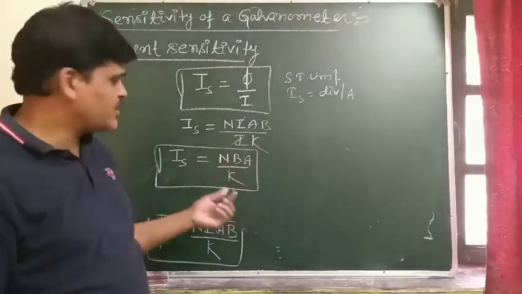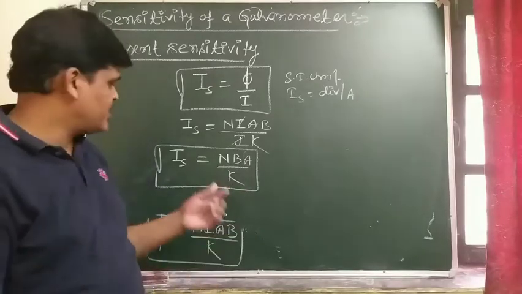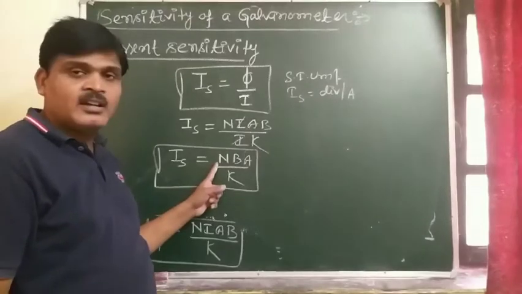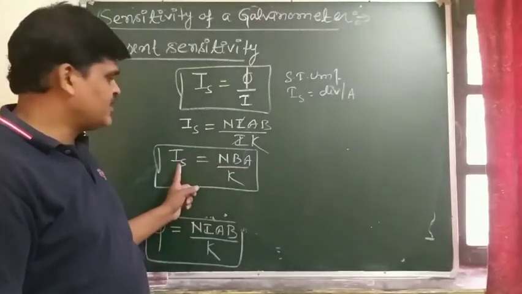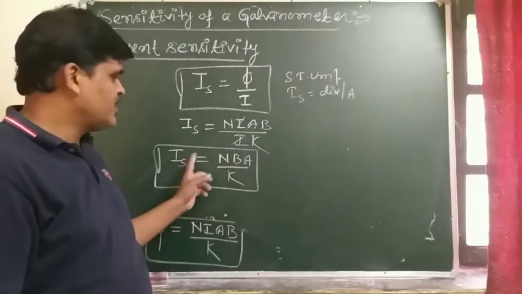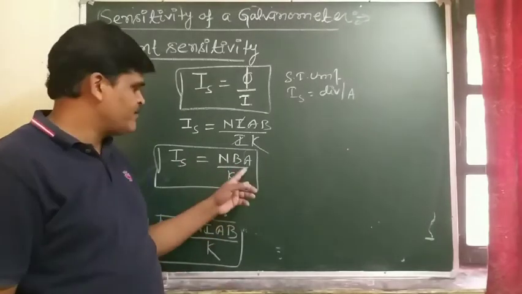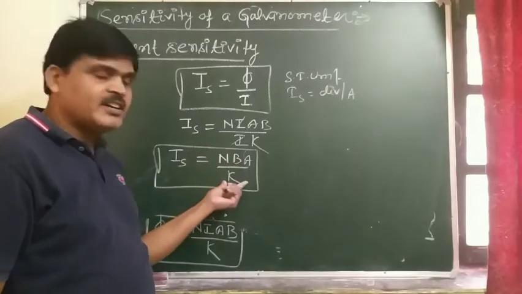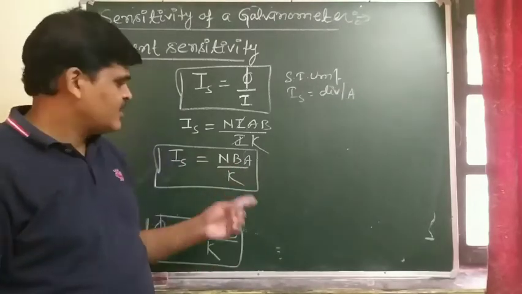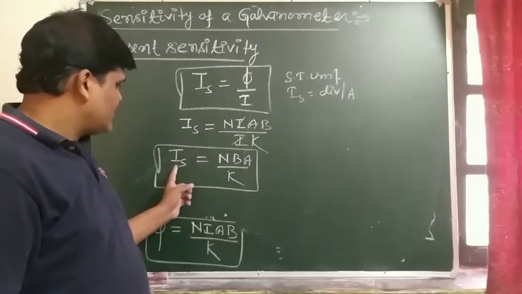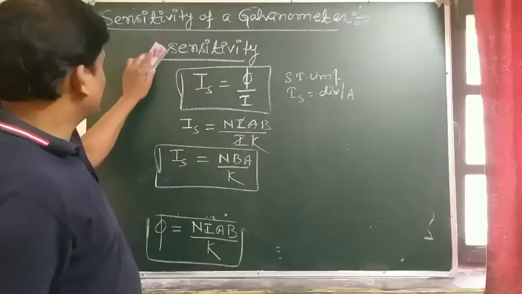On which factors does the current sensitivity of a galvanometer depend? By increasing the number of turns, current sensitivity increases. By increasing the magnetic field, current sensitivity also increases. By increasing the area, current sensitivity also increases. By decreasing the torsional constant, current sensitivity also increases.